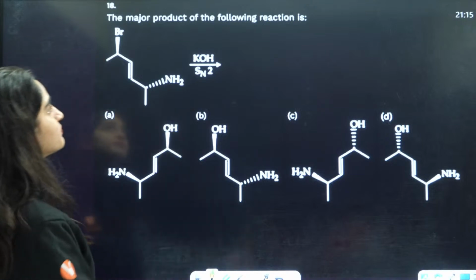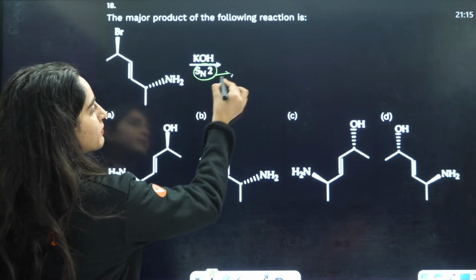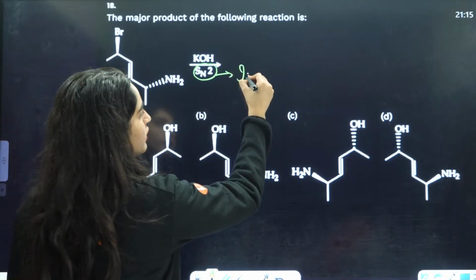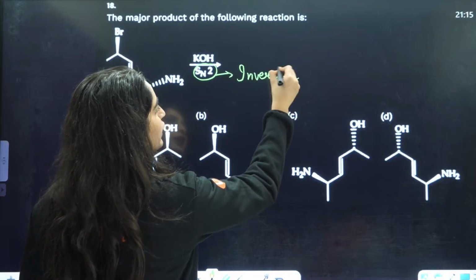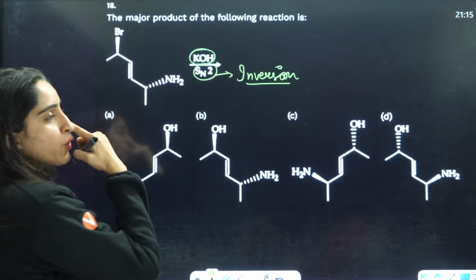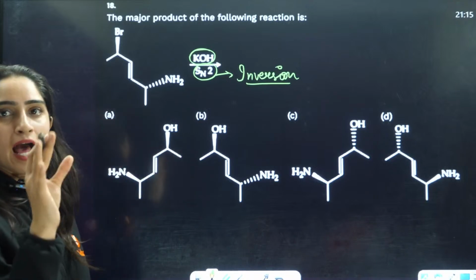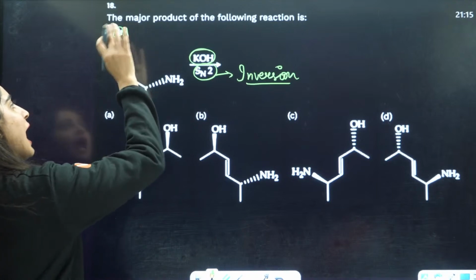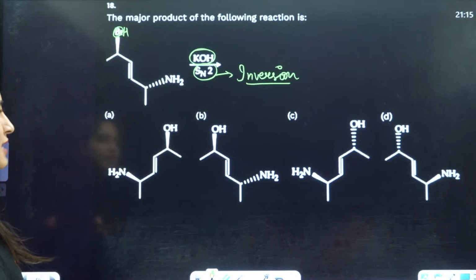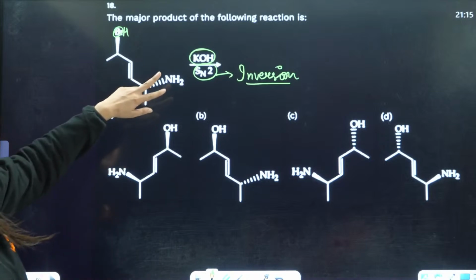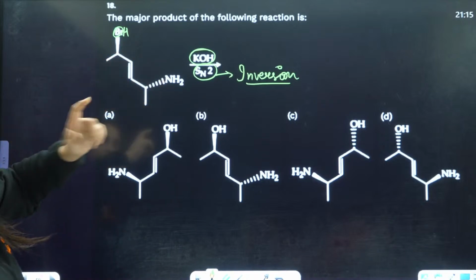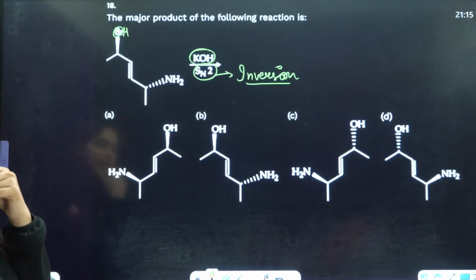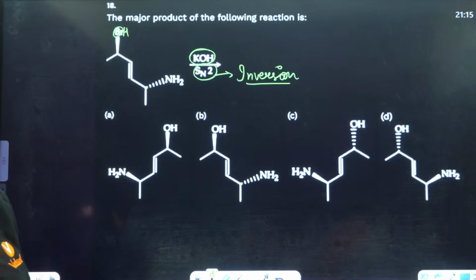Yes, SN2, right? SN2 means there will be Walden inversion. SN2 means one step, there is a transition state involved. So it will be inversion. And you are adding OH here. When there is a Br or any halogen, OH is going to replace that. So it will be OH over here and there will be inversion in this case. So inversion means this will be converted to NH2 on this side. Other things will remain the same. So what is the answer going to be?